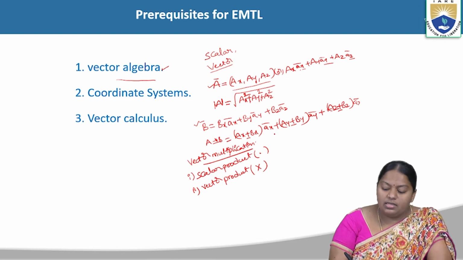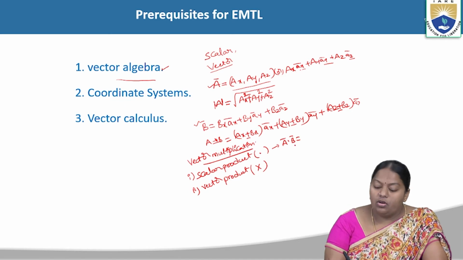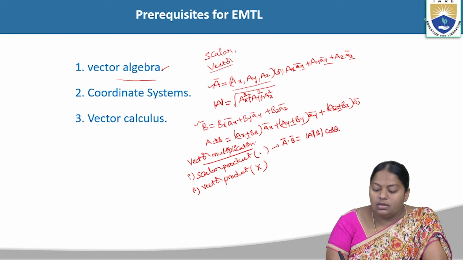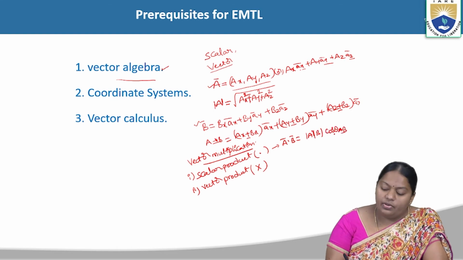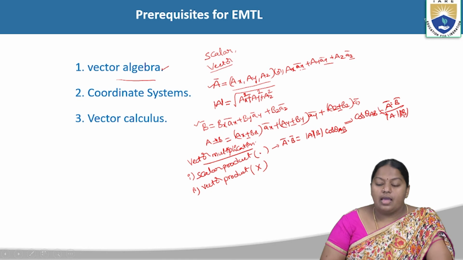Now, to perform this scalar product or dot product, the formula is given here: scalar product, a dot b, means vector a dot b is equal to mod a into mod b into cos theta ab. Right? If you want to find the angle between these two, then this can be written as cos theta ab equal to a bar dot b bar by mod a into mod b.